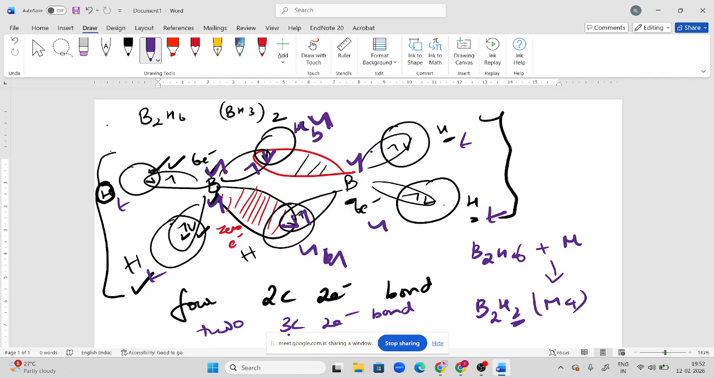Very common question. What is not possible? Less than this 2, it's not possible. It should always retain 2 hydrogen.